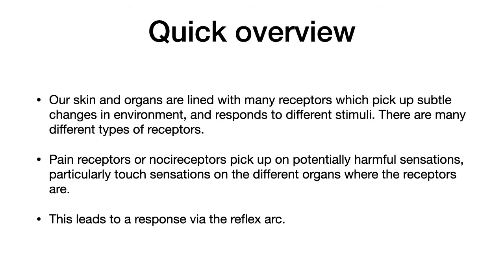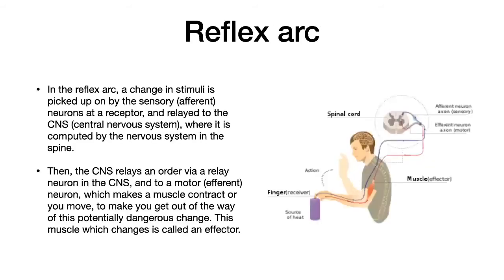Our skin and organs are lined with many receptors which pick up subtle changes in the environment and respond to different stimuli. So receptors are everywhere. There are many different kinds of receptors, and the pain receptors are called nociceptors. And they pick up on potentially harmful sensations, particularly sensations of touch, on the different organs where the receptors are. And this leads to a response by the reflex arc. Now that I've given you a general overview of the reflex arc, we're going to actually go through it.